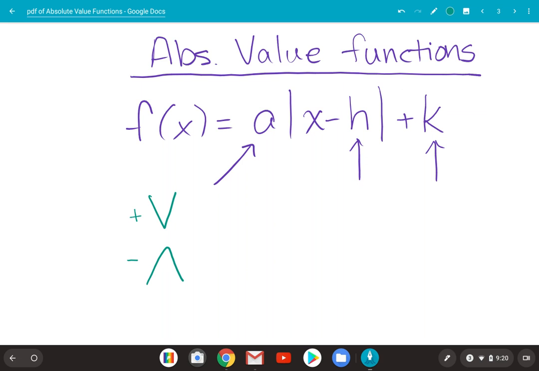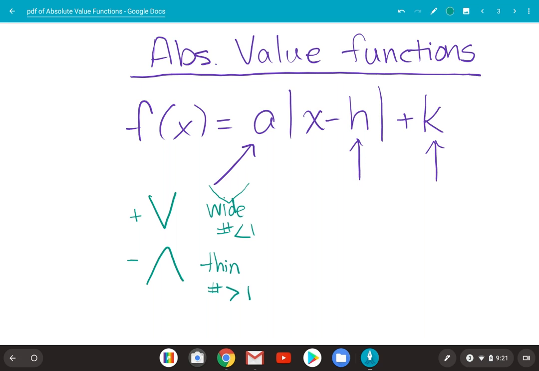The other thing that a also will tell you is if it's going to be wide or thin. If it's going to be very, very wide, it's usually going to be a fraction. If it's thin, it's going to be a whole number bigger than 1, so any number larger than 1. If it's wide, it's any number that's smaller than 1. I will show you some examples in just a few minutes.